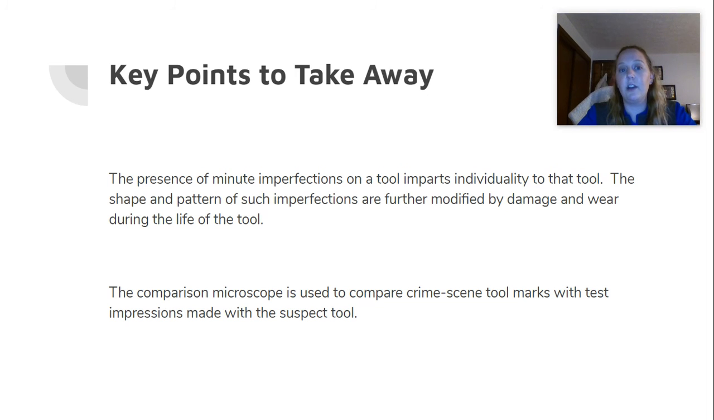The presence of minute imperfections on tool marks imparts the individuality of that tool. The more a tool is used, the more imperfections it has. The shape and pattern of such imperfections are further modified by damage due to wear and tear during the life of the tool. The comparison microscope is used to compare the crime scene tool marks with test impressions made with a suspected tool.